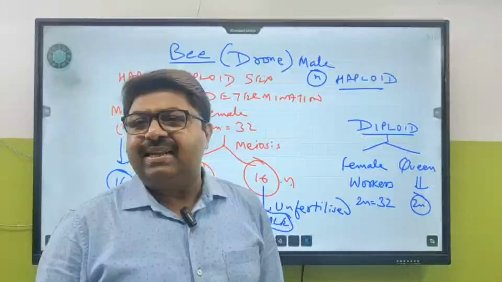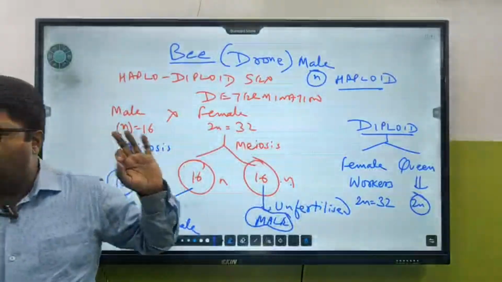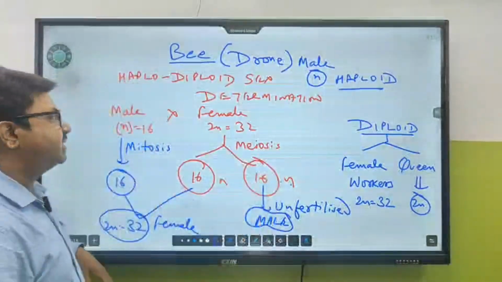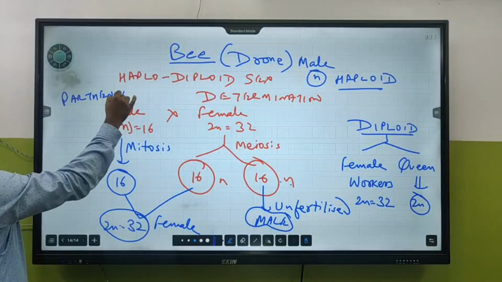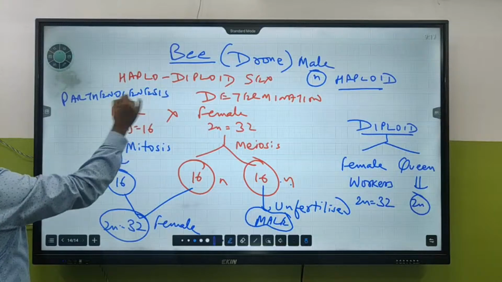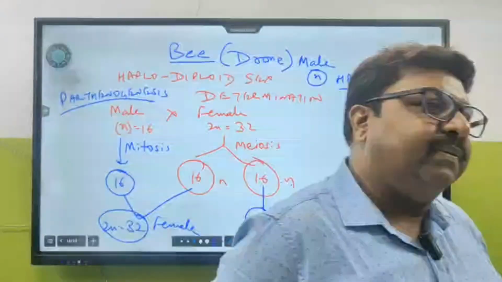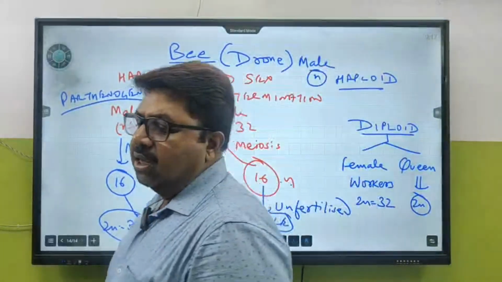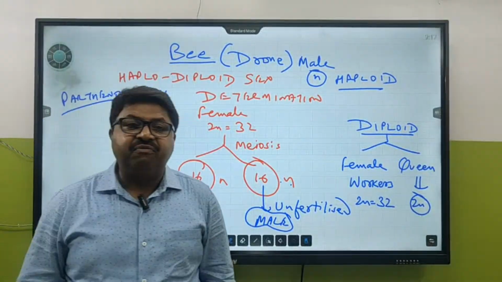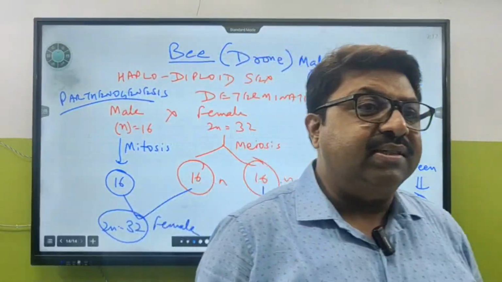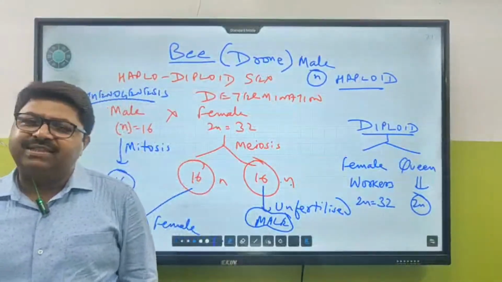This particular life has been formed without fertilization. This is also an example of parthenogenesis. What is parthenogenesis? What is parthenocarpy? Formation of fruit without fertilization. And parthenogenesis is the formation of life without fertilization. Is this clear? So this is called the haplodiploid type of sex determination.